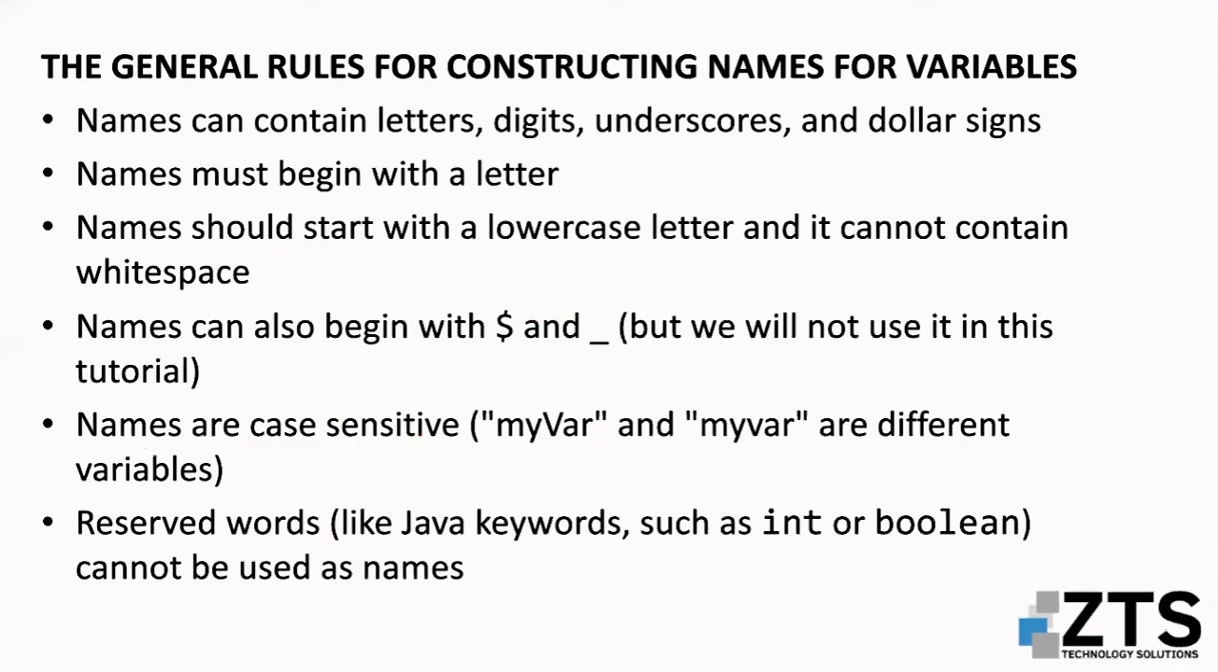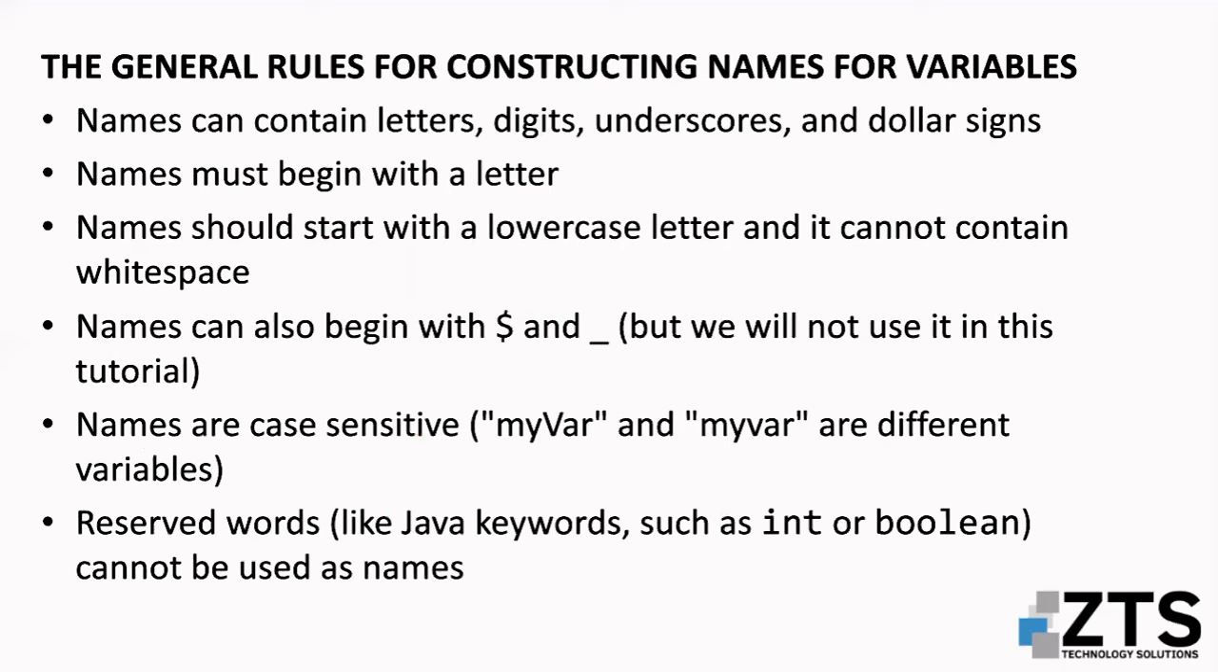Okay, these are the general rules for constructing names for variables. Names can contain letters, digits, underscores, and dollar signs. Name must begin with a letter. Names should start with a lowercase letter and cannot contain any white space. Names can also begin with a dollar or underscore, but we will not use that in this tutorial. Names are case sensitive.